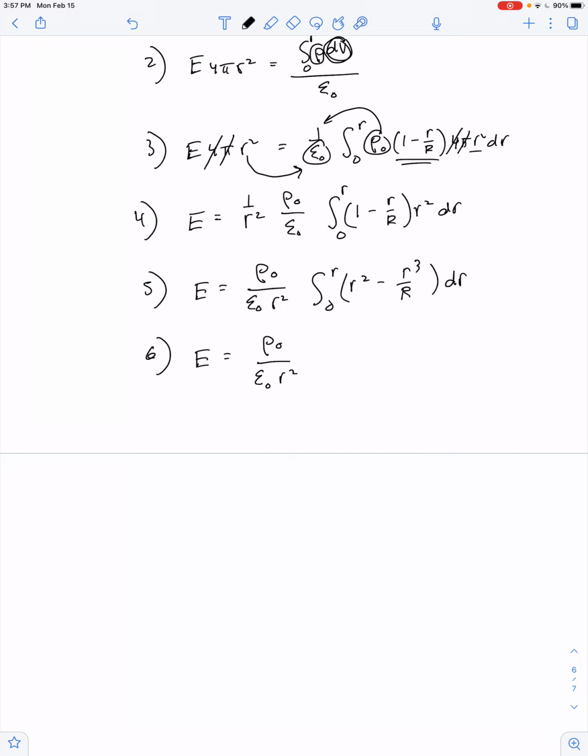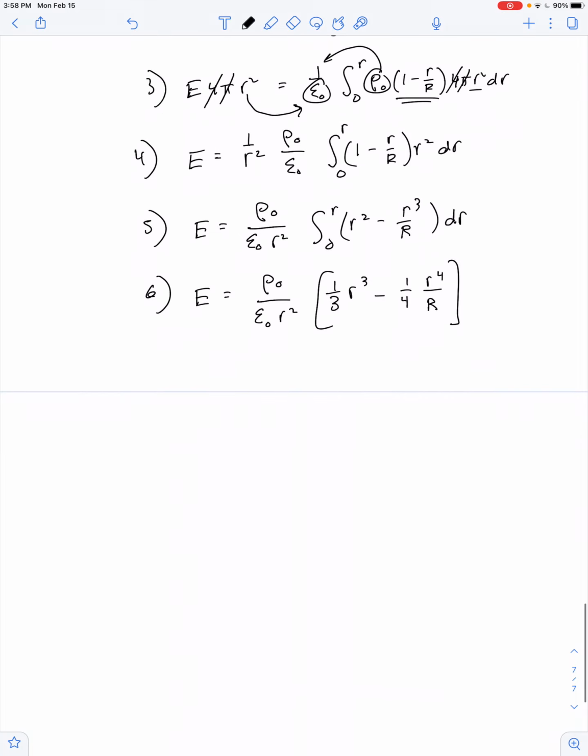Okay, so the solution to this integral, as you know, is going to give us 1/3 lowercase r cubed minus 1/4 lowercase r to the 4th over capital R. And we can distribute this 1 over r squared throughout, so that changes this to just an r to the 1st, and it changes this to an r squared. And I think that's good enough.